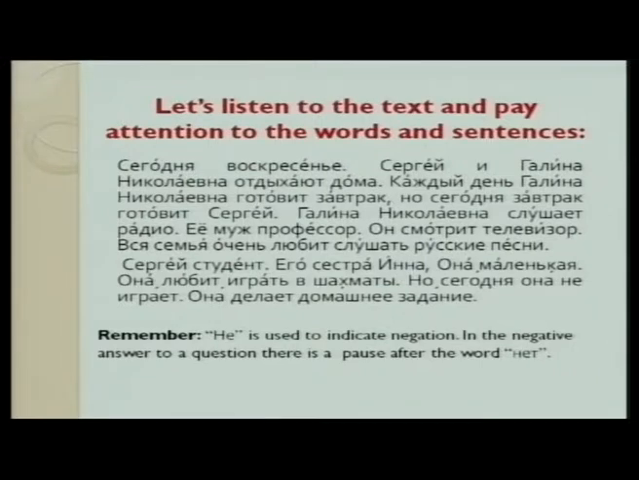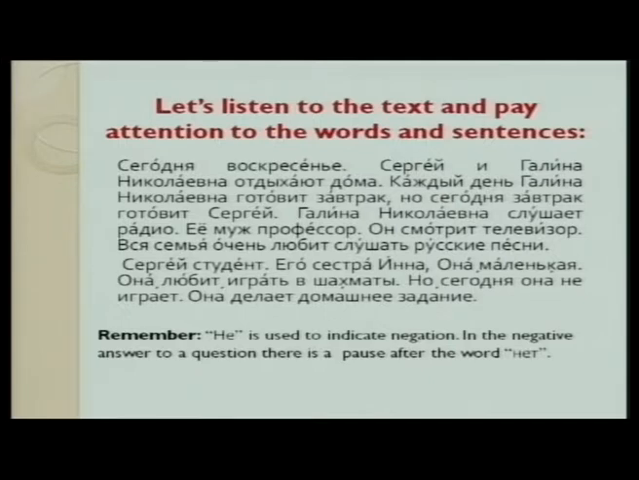If we pay attention to the next sentences, we have Галина Николаевна слушает радио. Here the verb слушать has been used and conjugated. Next, он смотрит телевизор. Он has been used for the husband of Galina Nikolaevna. Here the verb смотреть has been conjugated.